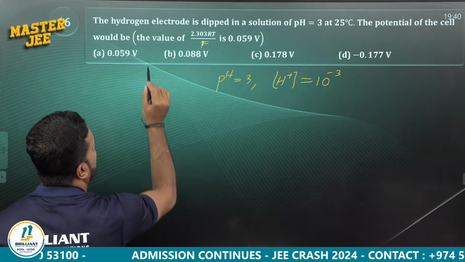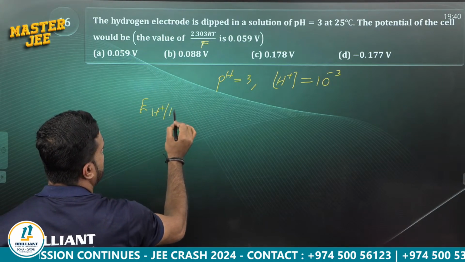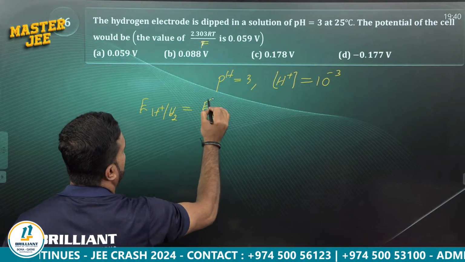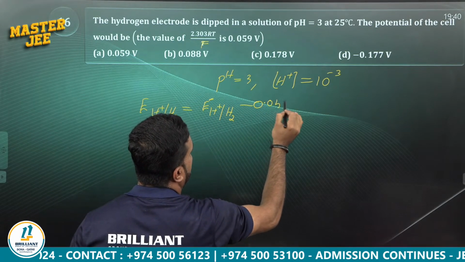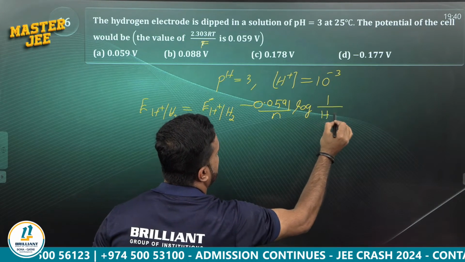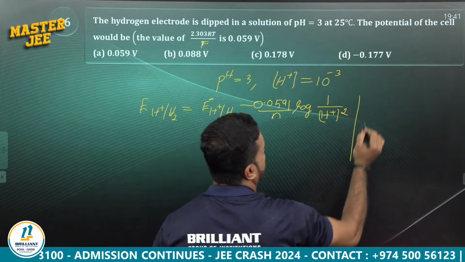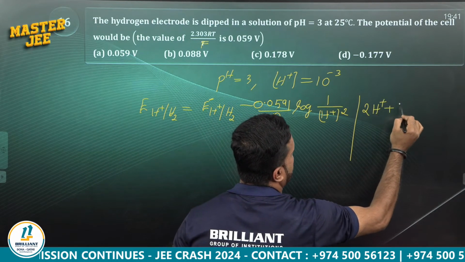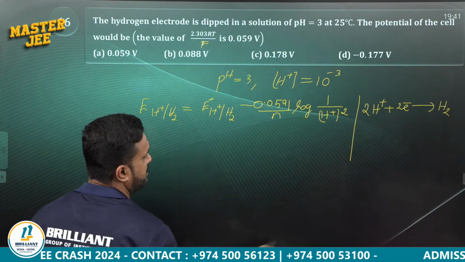What is our equation for hydrogen electrode? We know that one: E of H plus slash H2 is equal to E naught of H plus slash H2 minus 0.0591 divided by n, log 1 divided by H plus ion concentration raised to 2. How will 2 come? Because you know the equation is 2H plus plus 2 electrons gives H2. So here the coefficient is 2, that is why H plus raised to 2 will come.